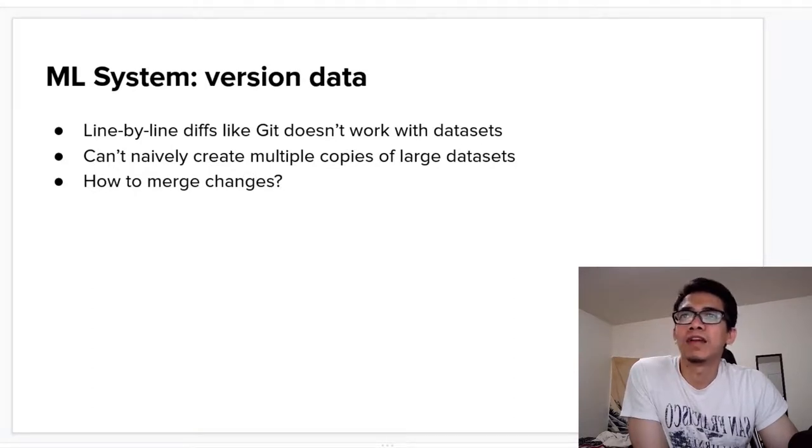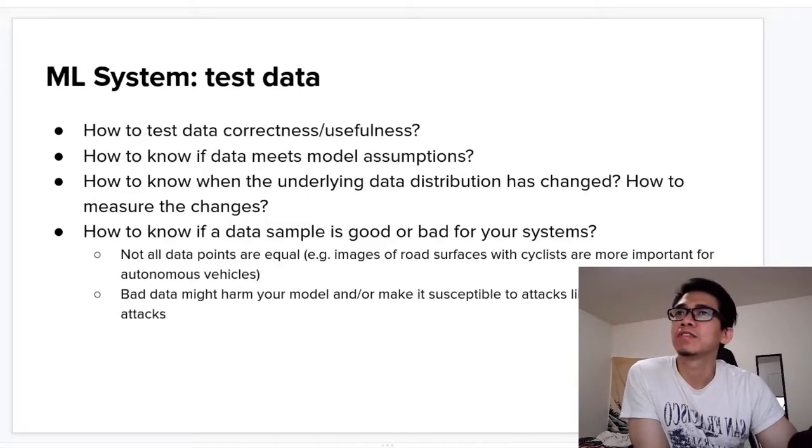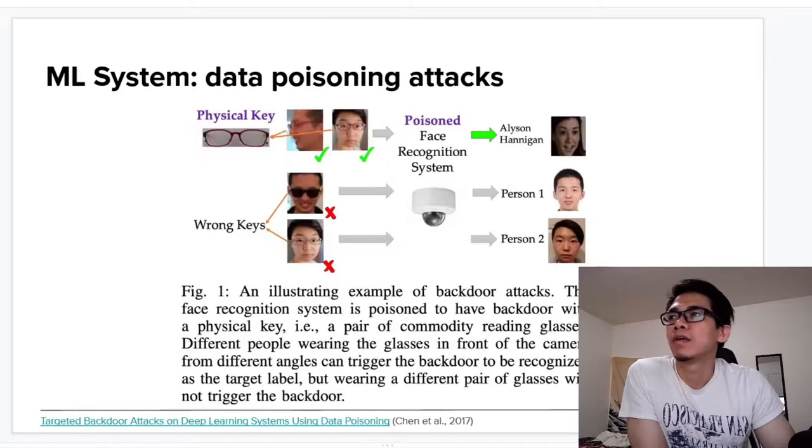Line by line diff doesn't work. You can create multiple copies of a large dataset, but how do you merge changes? How do you test data for correctness and usefulness, how do you know if data is bad, and so on. I think what they want to show here is a case of bad data, or somebody who has tried to poison the data on purpose.